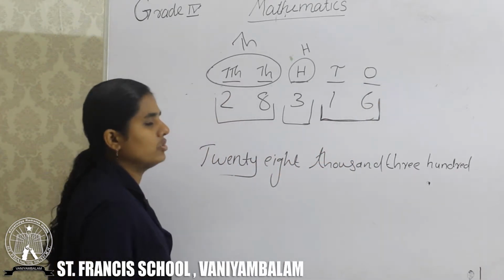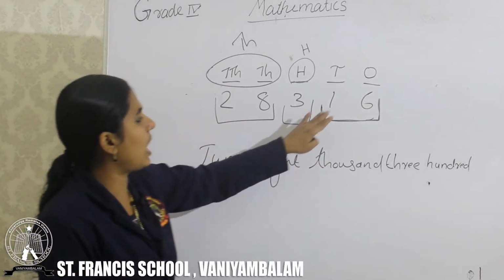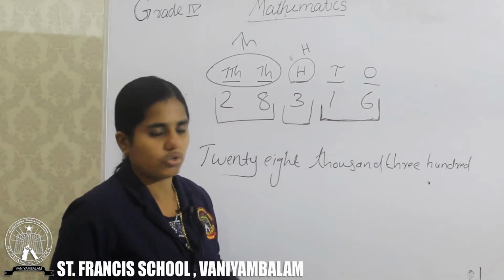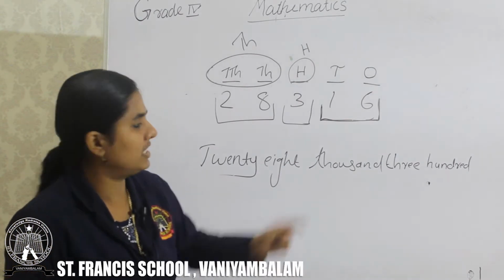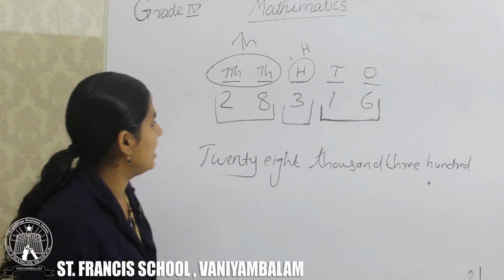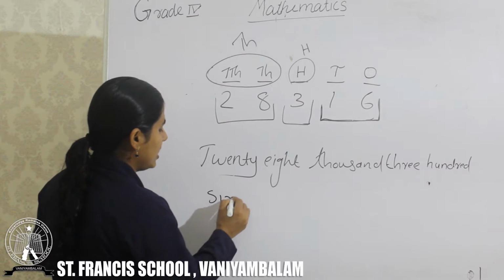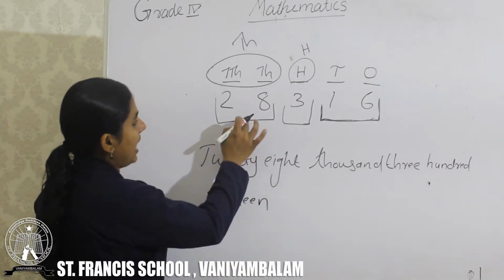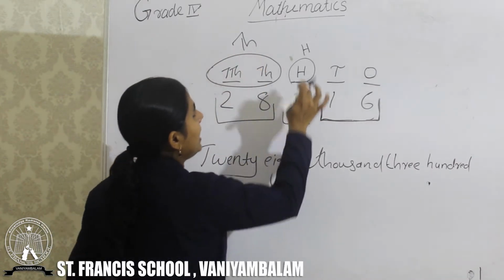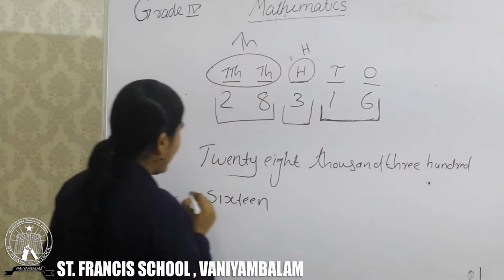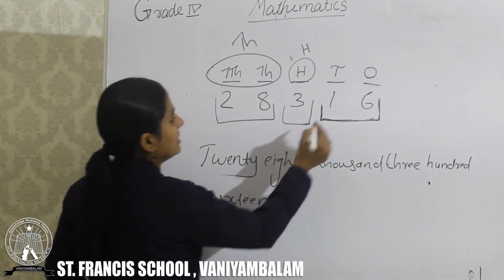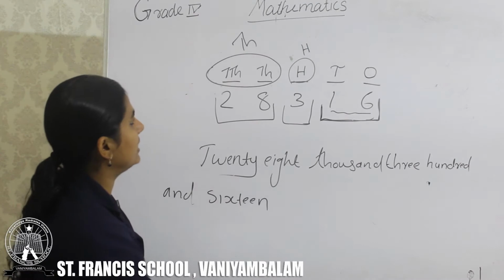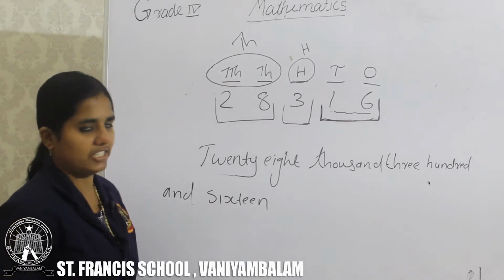Every time I told you, the last place we want to read together. Tens and ones we want to read together. Here we have which number? Number 16. Don't read 1 and 6, that is wrong. Together we want to read. This is 16. That means 28,300 and 16. This part we want to read together. This way we can write the number names of 5-digit numbers.